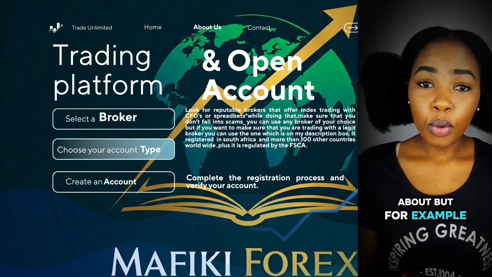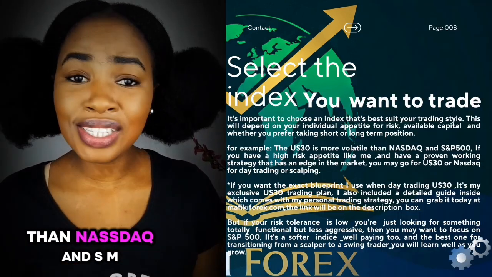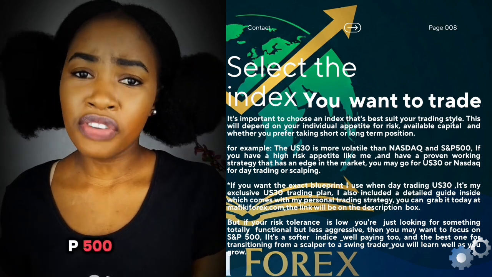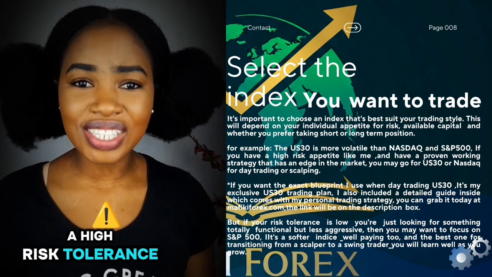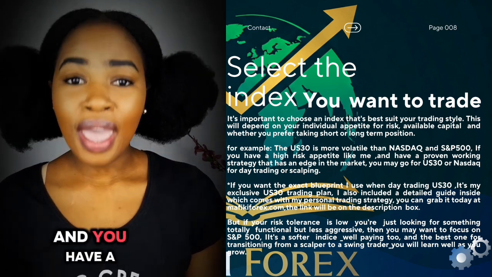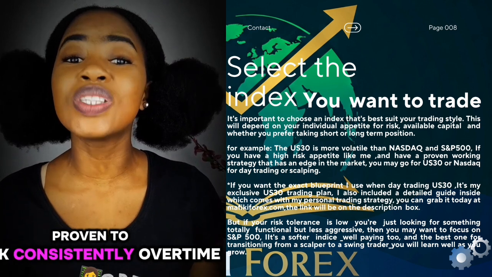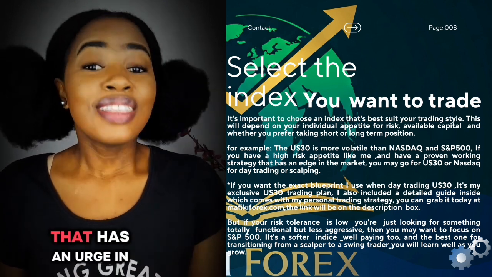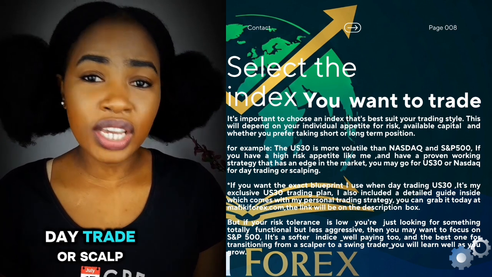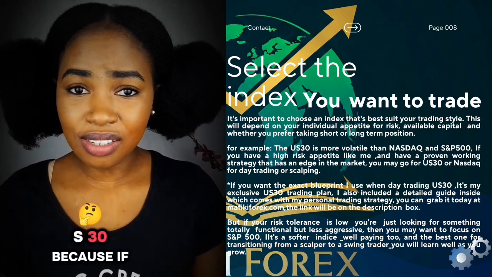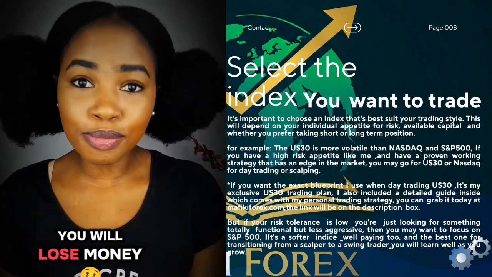But for example, US30 has proven to be more volatile than Nasdaq and S&P 500. So if you have a high risk tolerance like me, and you have a trading strategy that has proven to work consistently over time, that has an edge in the market, you may want to day trade or scalp the US30, because if you are on the losing trade, you will lose money today.